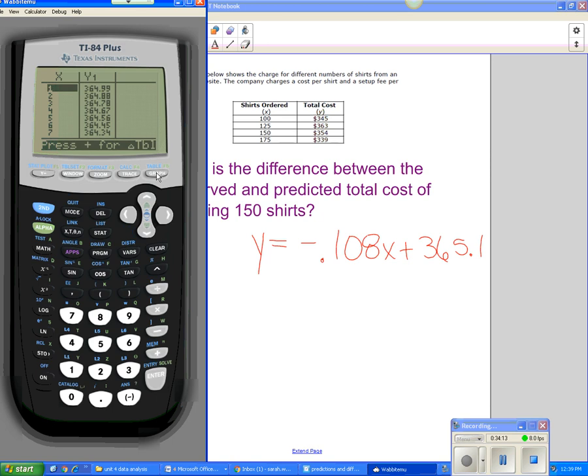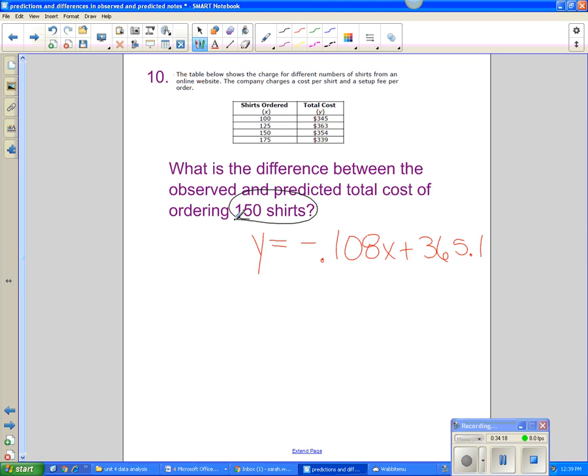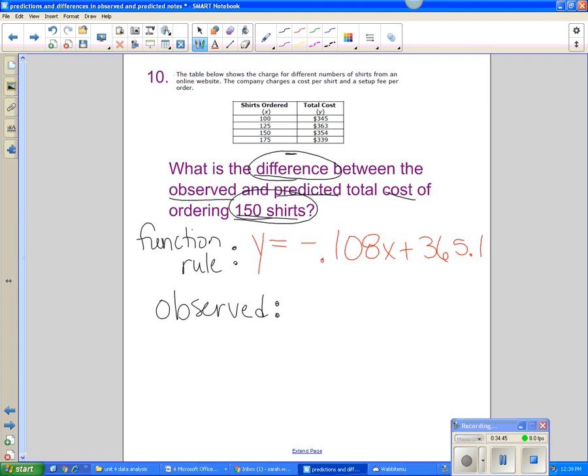Okay, so it's asking for 150 shirts. He wants to know the difference, so that means to subtract, between the observed and the predicted cost of ordering 150 shirts. So this is my function rule. Next, I'm going to talk about the observed. Observed is what you see. What do you see in the table for 150 shirts?